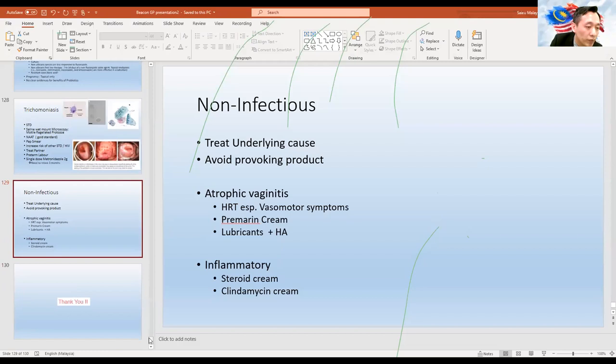Also, you can give lubrication with hyaluronic acid, which increases the water content inside the vagina, so they reduce the dyspareunia. Other than that, for the vulva, there's increased pruritus vulvae. You can use steroid and also clindamycin cream. I think that's it for my presentation.